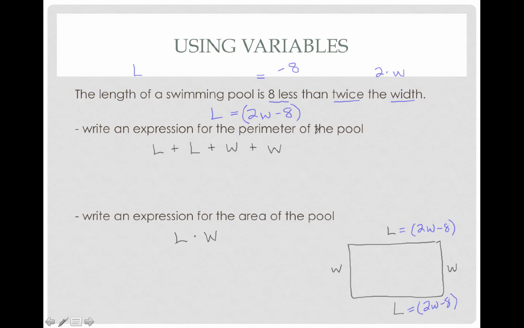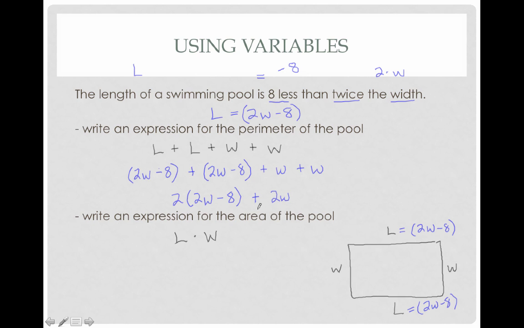Okay, let's write an expression now. So instead of length plus width, let's use 2w minus 8 in place of the length. 2w minus 8, that's one length, plus 2w minus 8, another length, plus w plus w. There's an expression for the perimeter of the pool. And I can even say, well, there's 2 of those, so how about 2 times (2w minus 8) plus 2 times w. I could switch it that way as well too.